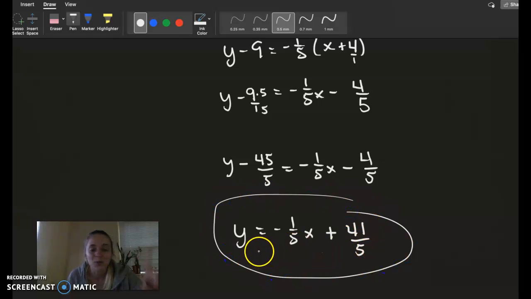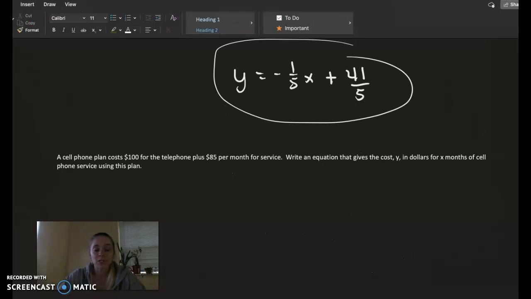Okay, one more thing. So we're wrapping this up with a word problem. And the word problem says, a cell phone plan costs $100 for the telephone plus $85 per month for service. Write an equation that gives the cost, y, in dollars for x months of cell phone service using this plan.